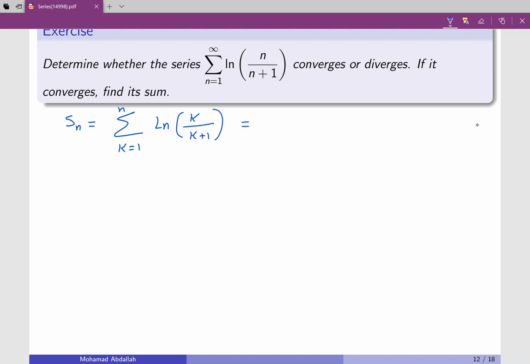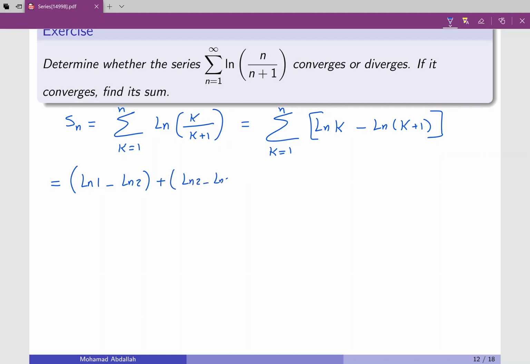And I want to use the properties of logarithm to write this as ln k minus ln of k plus 1. Now I want to write explicitly the meaning of this sum. This really means the following. This is ln of 1 minus ln of 2, plus ln of 2 minus ln of 3, plus ln of 3 minus ln of 4. I hope that you are seeing the pattern now. This is going to keep going.